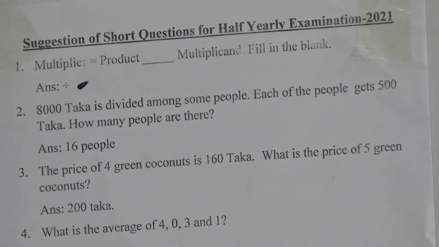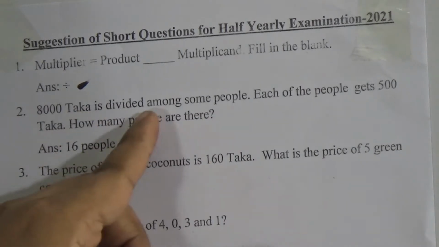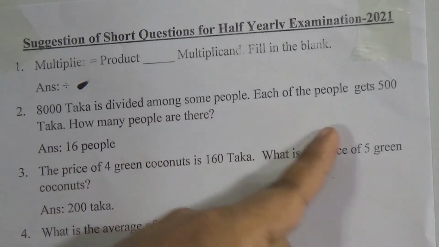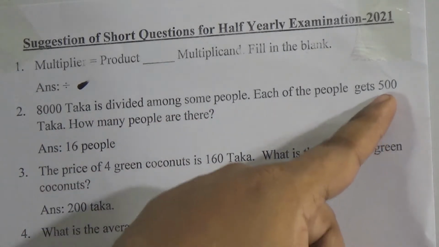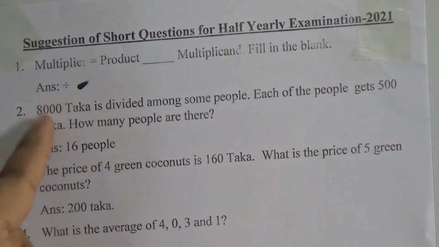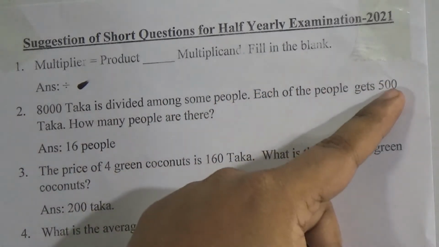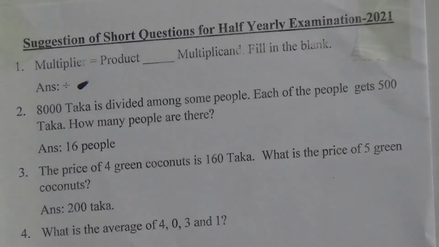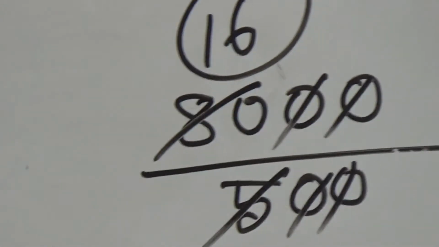Okay. Next, 8,000 taka is divided among some people. Each person gets 500 taka. How many people are there? So my dear students, we divide this 8,000 by 500 and we get the answer. Notice this is 8,000 and this is 500. So we cut the 0s, 0, 0, 0. We divide 80 by 5 and we get 16. So 16 people is the answer.